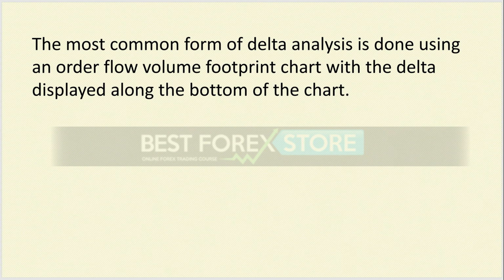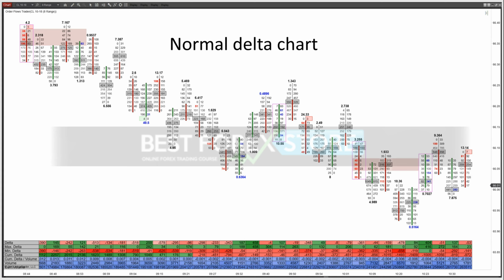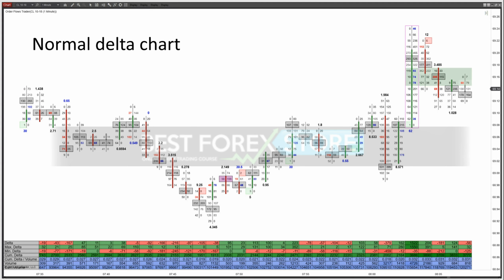Now, the most common form of delta analysis is done using an order flow volume footprint chart with delta displayed along the bottom of the chart. And this is how it looks, right? You have your normal bar chart with your bid-ask data in there, and you have the delta, max delta, min delta, cumulative delta divided by volume, and total volume. In the next lesson, I'm going to discuss all these delta, max delta, min delta, cumulative delta, etc. pieces of information. But this is how it looks on a normal bar chart, or sorry, I don't want to say normal delta chart, but it's a normal bid-ask footprint chart.